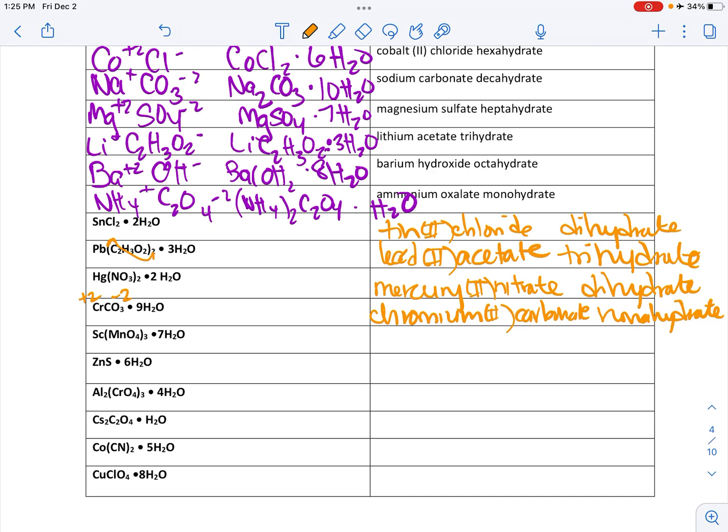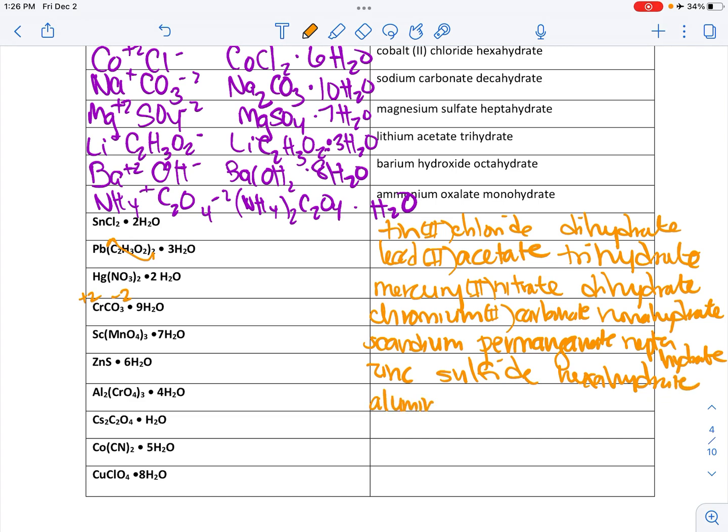Running out of room. Scandium, and this is permanganate. Oh, that's wrong in my answer key, so no to that. Scandium does not have Roman numerals, and then that is a heptahydrate. Zinc sulfide. Zinc does not have Roman numerals, so zinc sulfide, hexahydrate.